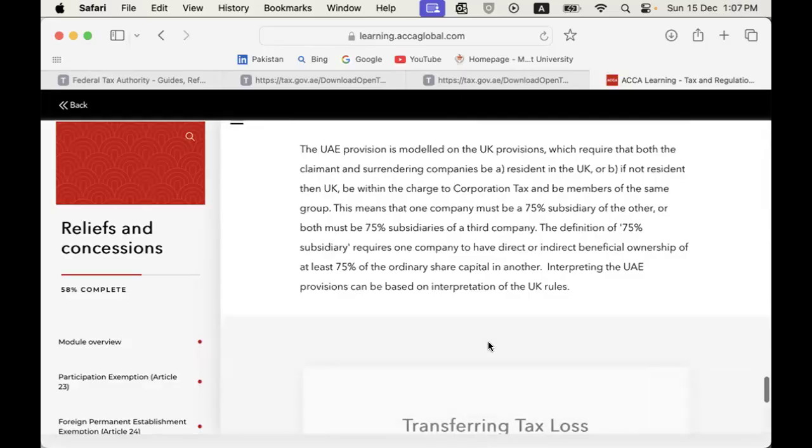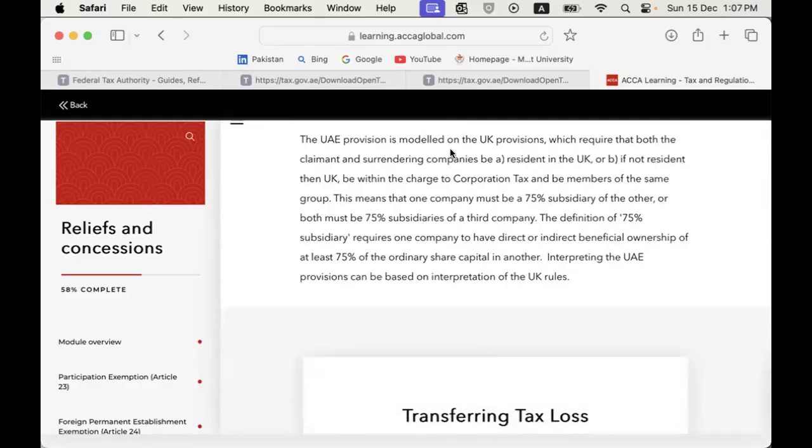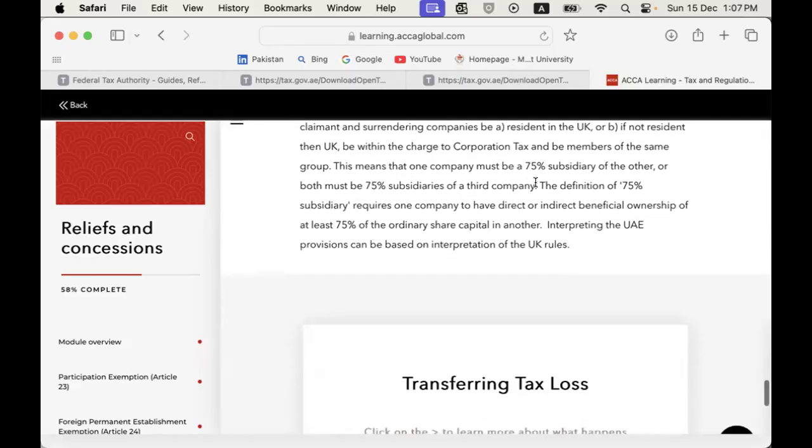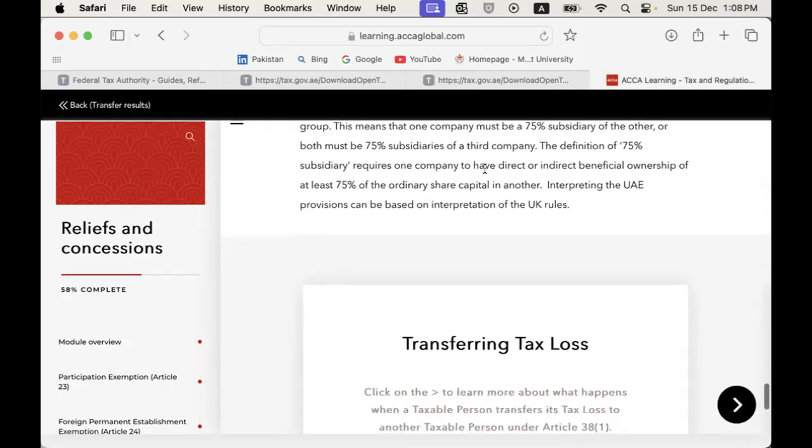Transferring of tax losses. The UAE provision is modeled on the UK provisions, which require that both the claimant and surrendering companies be resident, or if non-resident, be within the charge to corporate tax and be members of the same group. This means that one company must be a 75% subsidiary of the other, or both must be 75% subsidiaries of a third company.